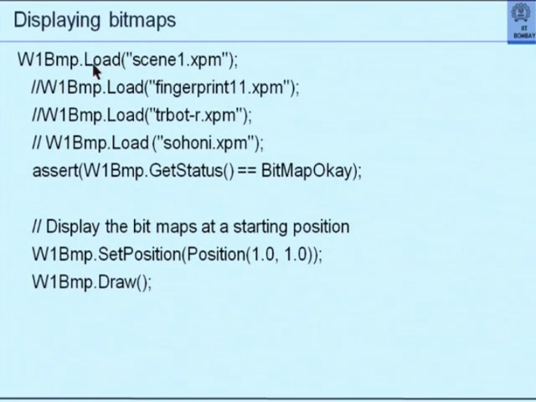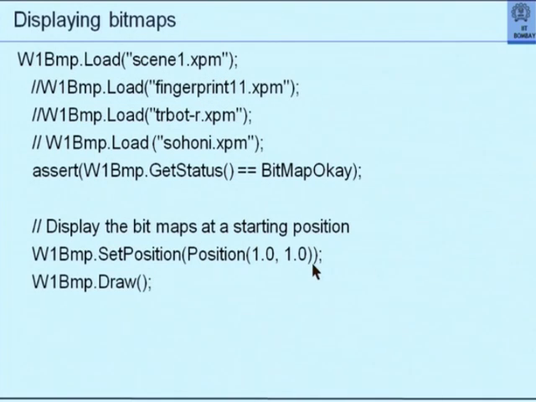So these are all definitions of bitmaps. When you load, nothing gets displayed. All that is happening is that the W1BMP object, which was defined by you as a bitmap object, now contains data from the file. So load merely means inside memory you have an object defined, the data is on file, and dot load will mean take the data from that file and put it inside this bitmap object. Later on when you say W1BMP dot set position and W1BMP draw, this will set the position. Initially it will draw at 1.0, 1.0. Any position that you give, it will draw at that point.